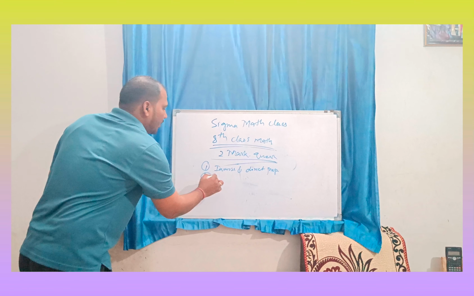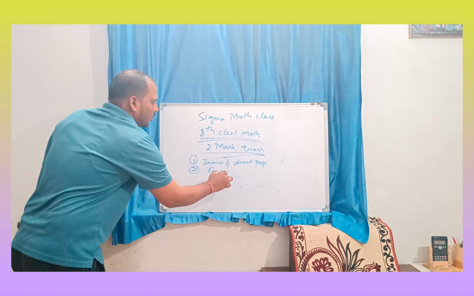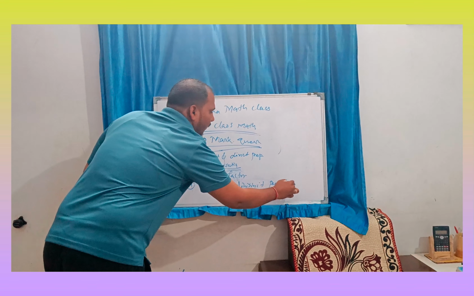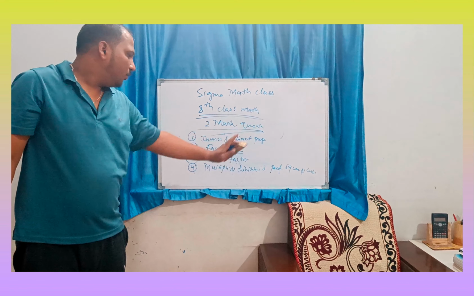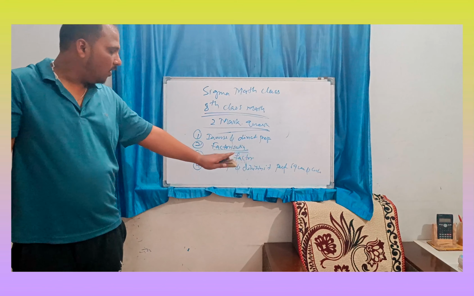Then the second question is on factorization. You already know the factorization questions. Then one question on age, an age factor question. Next, multiplication and division, perfect square and cube. Then inverse and direct proportion, one factorization question, and age factor questions. You already know the one variable simple equation.